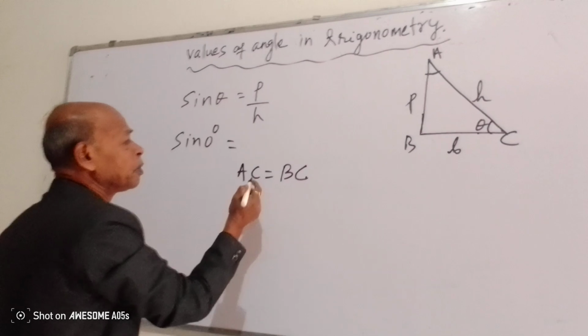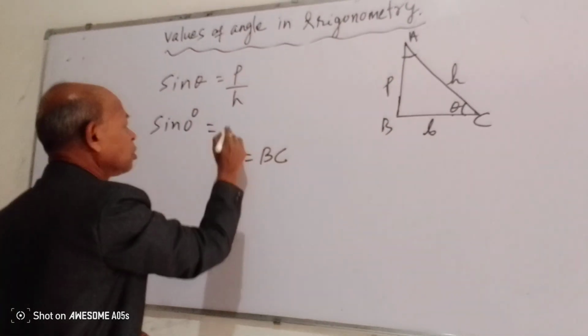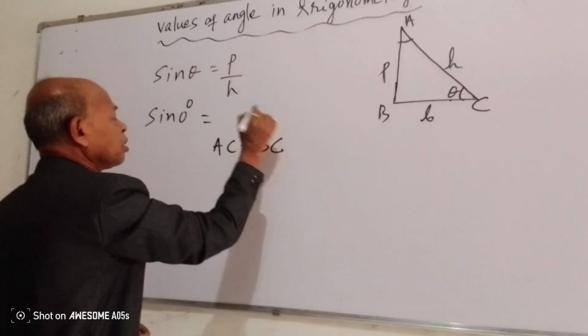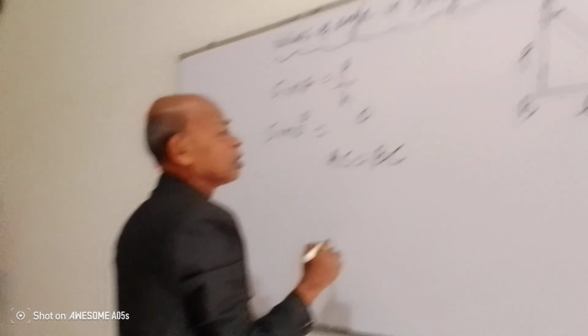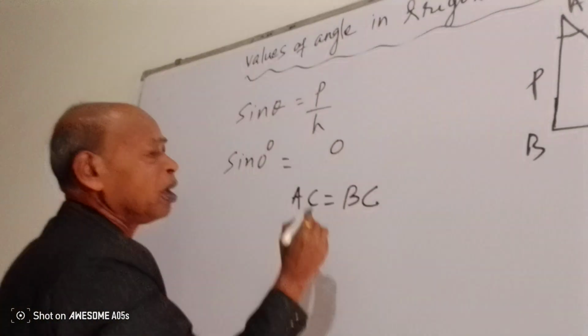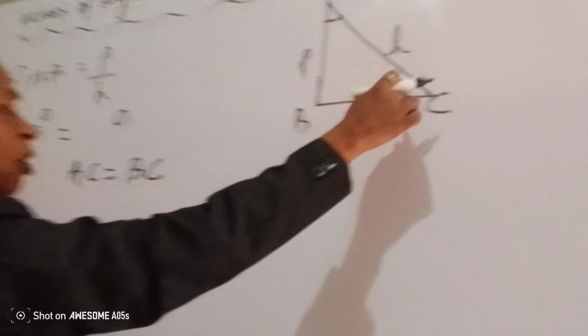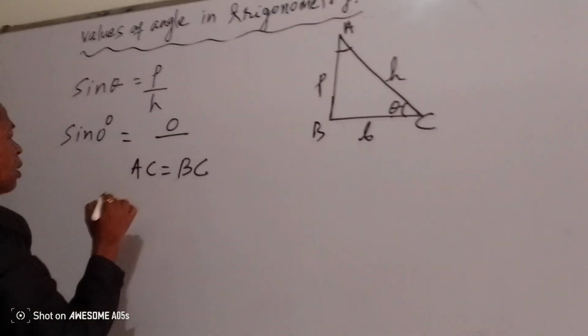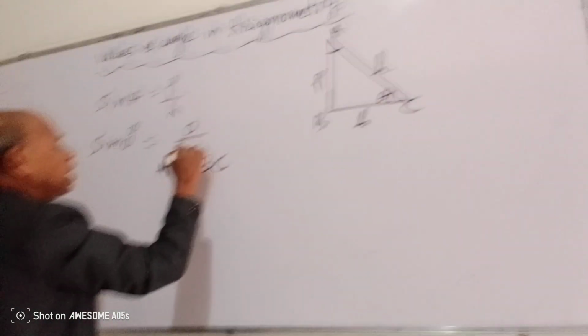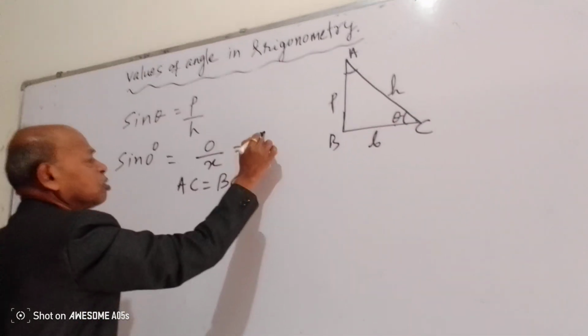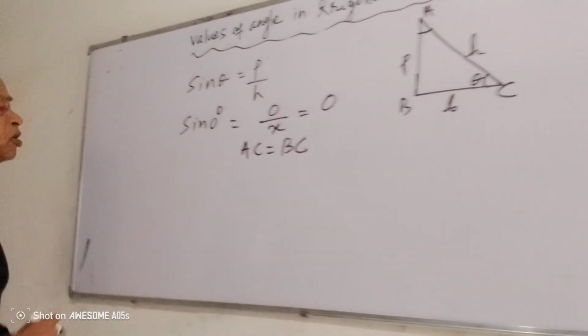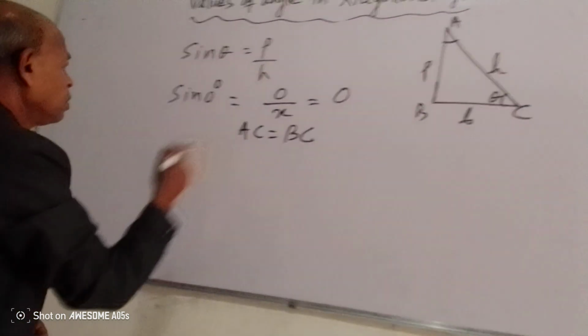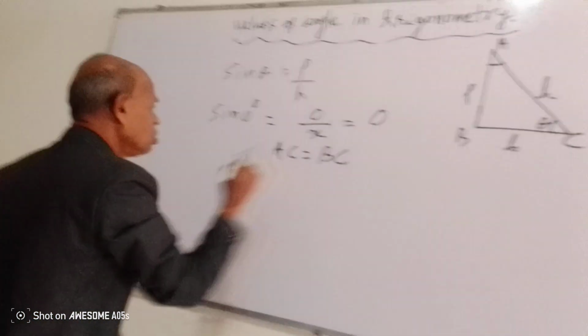Now here the P will become 0. The length of P will become 0 and your hypotenuse has some value. Let it be x. So 0 by x is equal to 0. You know, if you divide 0 by any quantity, then it will be 0. So sin 0 is equal to 0.